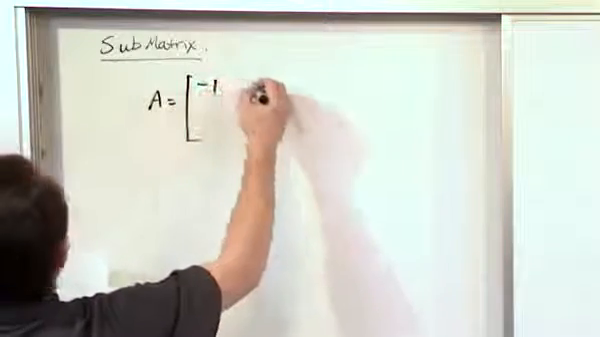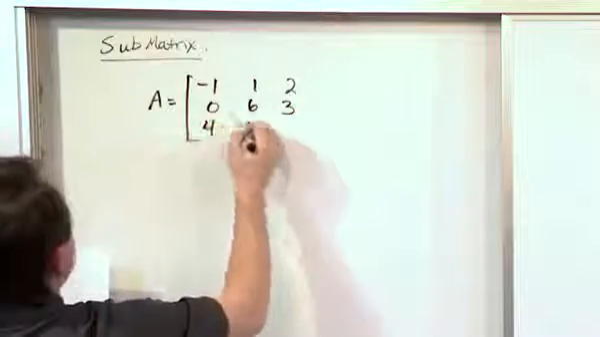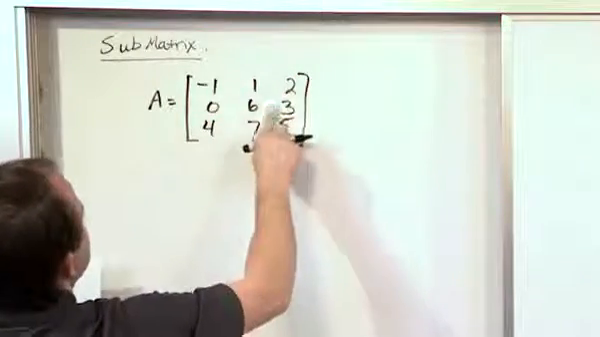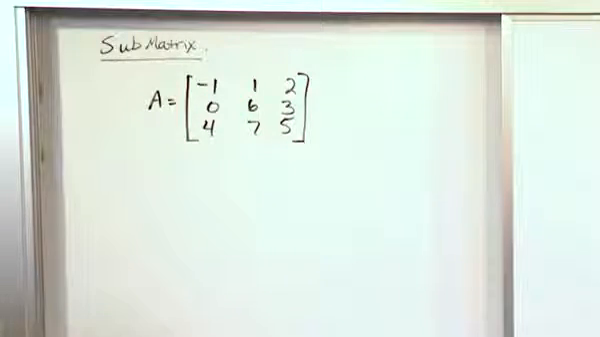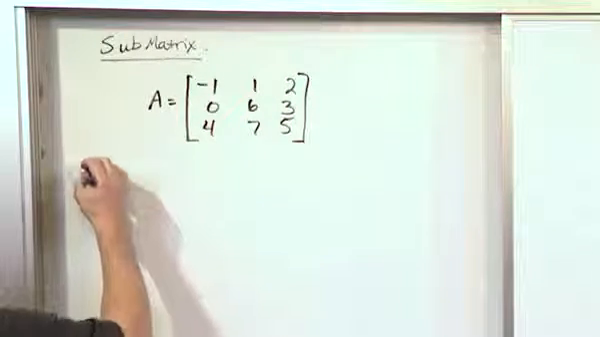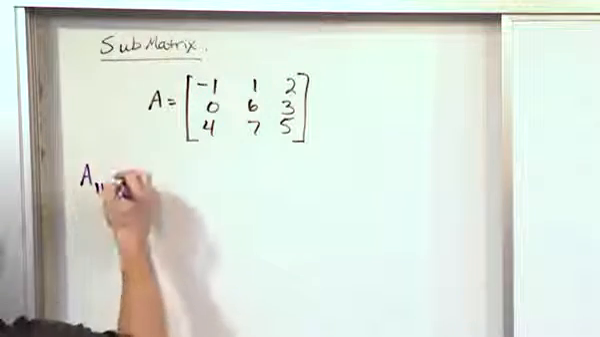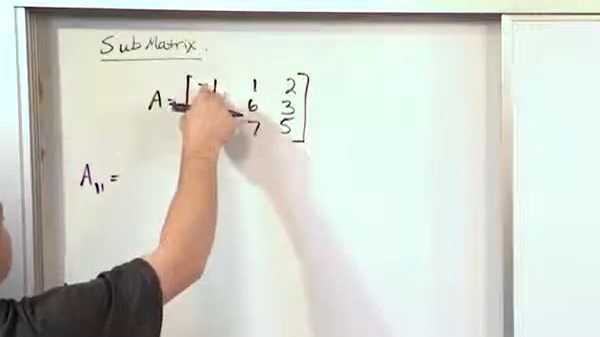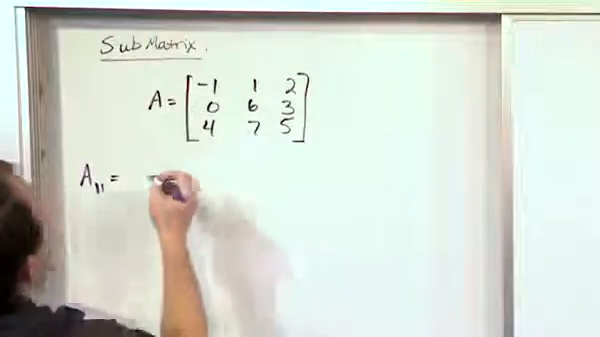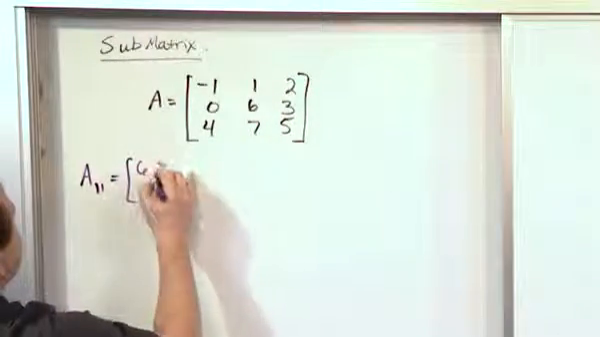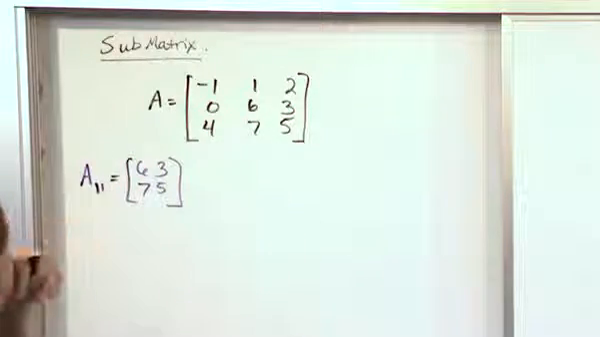So if you had a matrix -1, 1, 2, 0, 6, 3, 4, 7, 5, something like that. Then you could form various submatrices. For instance, you could say submatrix A sub 1, 1. This means the submatrix formed by going to row 1, column 1, and then crossing this out, just like we've been doing. So we have 6, 3, 7, 5. I'm not doing any determinants yet or anything. I'm just defining the concept of a submatrix.